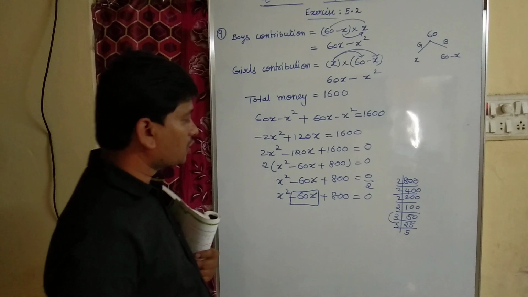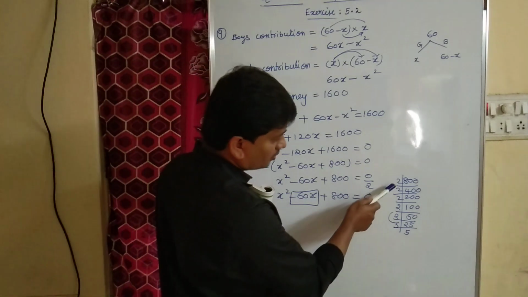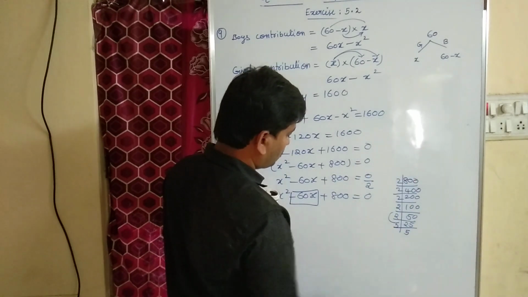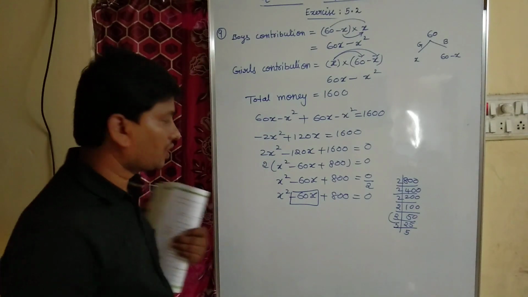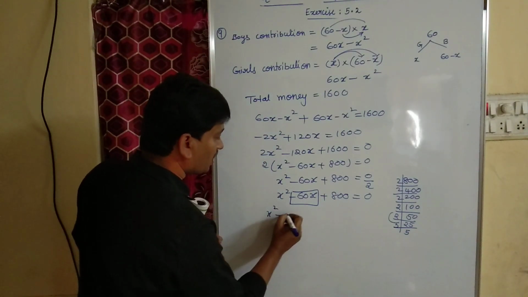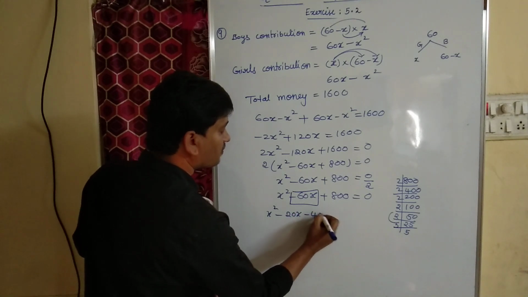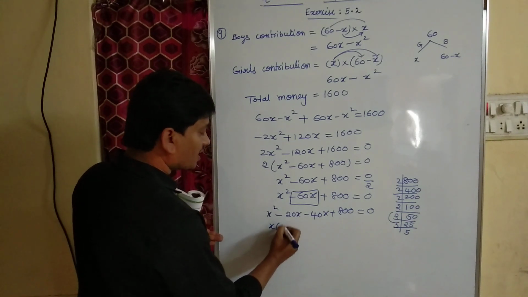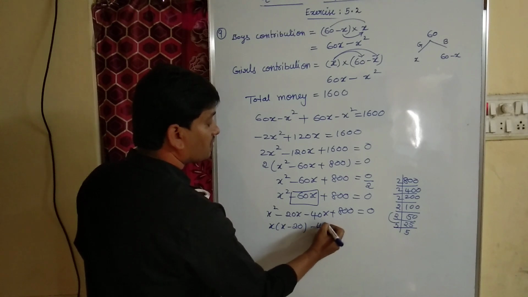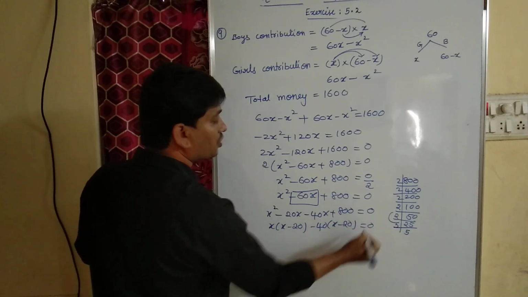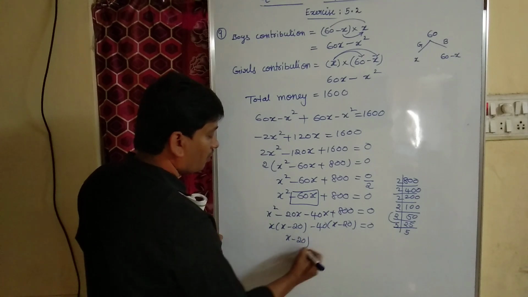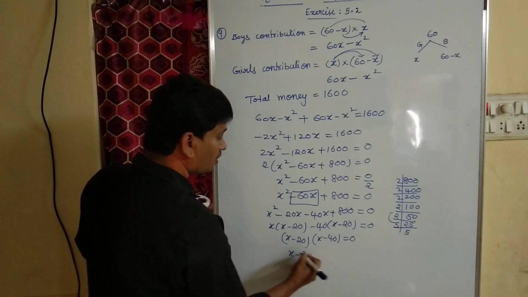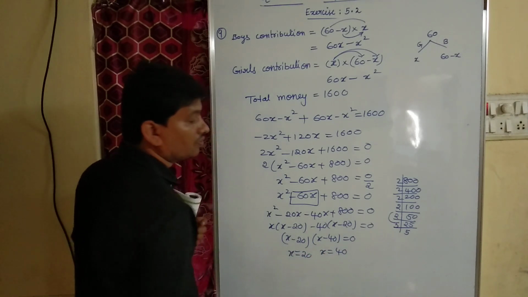Can you find, children, what are the possible factors of 800? 2 into 2 is 4, 4 5s are 20, 20 into 40. Yes. What are the factors? 20 into 40. x square minus 20x minus 40x plus 800 equal to 0. So I can take x as common, x minus 20, minus 40 as common, x minus 20 equal to 0. One possible factor is x minus 20, the other possible factor is x minus 40. So x is equal to 20 and x is equal to 40.